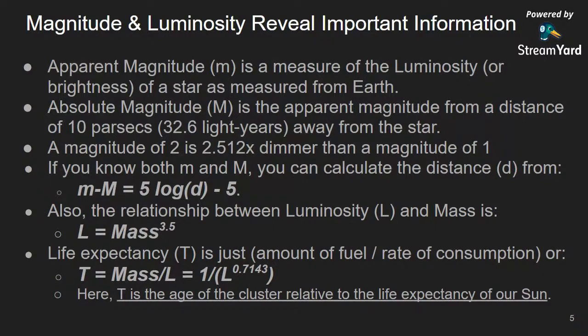And so you can use these relationships and solve for what I call the life expectancy, T. If you think about it, it's just the amount of fuel divided by the rate of consumption. So if you took the mass of the star and divided it by the luminosity, which is mass to the 3.5, you can solve for it. You get this relationship: it's basically 1 over the luminosity raised to the 0.7143 power. We'll use that formula at the end to estimate the life expectancy.